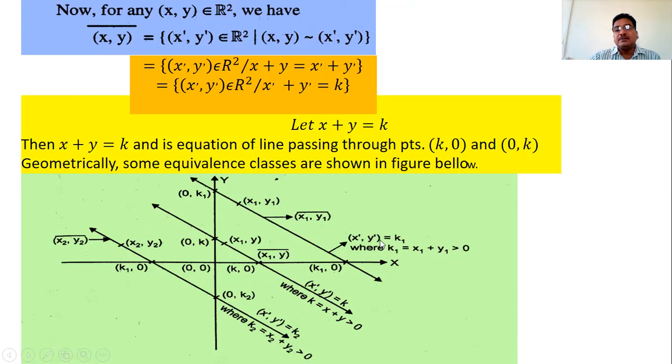If we take another point, suppose (x1, y1), then its equivalence class is again a straight line. If x1 plus y1 is equal to k1, then it passes through the two points (k1, 0) and (0, k1). If you take another point, suppose (x2, y2), and suppose x2 plus y2 is k2, then the equivalence class of this (x2, y2) is again a straight line passing through the points (0, k2) and (k2, 0). So these are some equivalence classes. Under this example, equivalence classes are the straight lines.